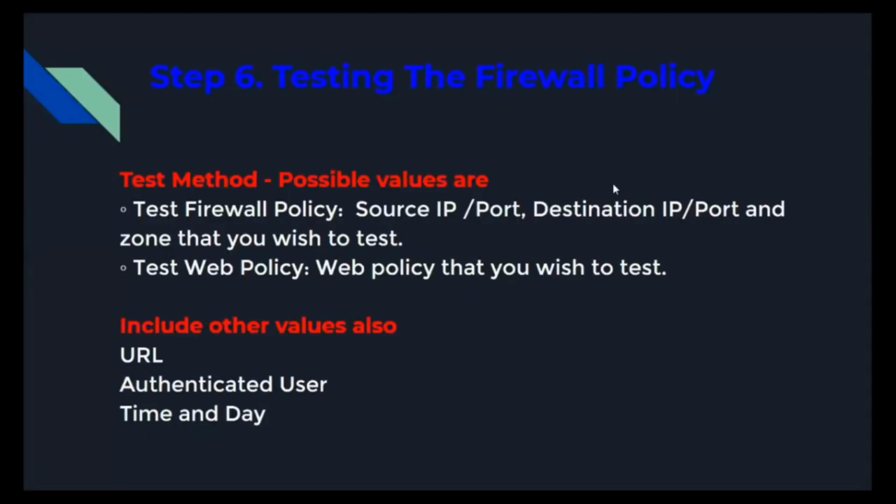Step 6, testing the firewall policy. In step 6, we test the firewall rule set and the web filter policy. There are two methods to test the firewall policy. You can test with the firewall policy using source IP, source port, destination IP, destination port, and zone-based parameters. And you can test a web filter policy, where you can include other parameters like a particular URL, a particular authenticated user, or a particular time or day. So we can test the firewall policy in step 6.